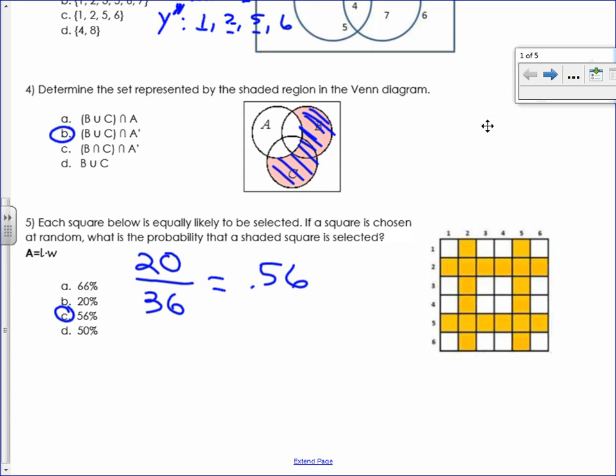I was putting 55. But 55 point what? 0.5. Okay, clearly that's 56, okay? That wouldn't go to anything. Okay. Wait, all right. Are you looking at the test for this?